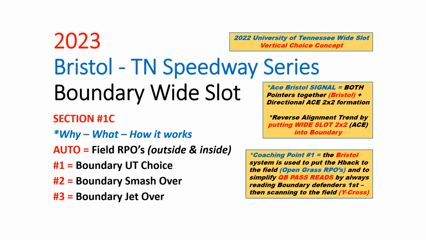I want to go over one of our core offensive packages. We call it a Bristol, Tennessee Speedway series. This is a boundary wide slot alignment that the University of Tennessee has used very successfully, specifically using their vertical choice concept. Let's take a look.